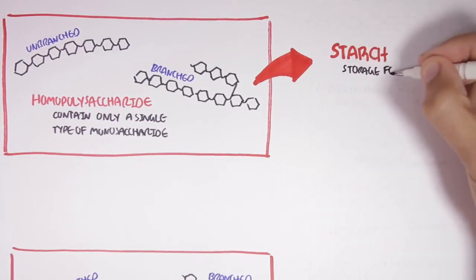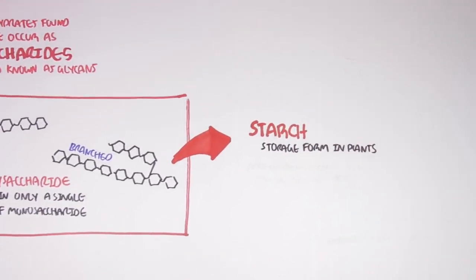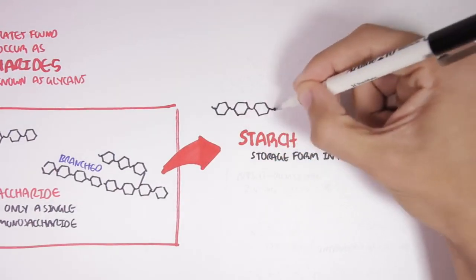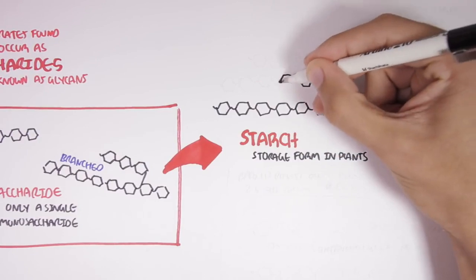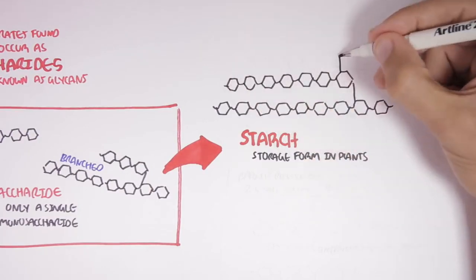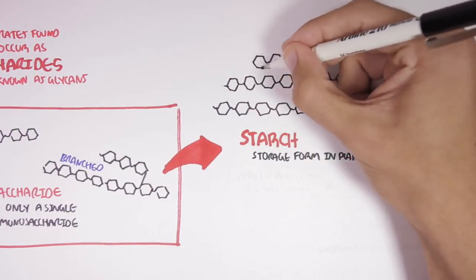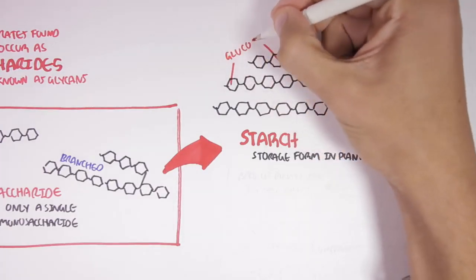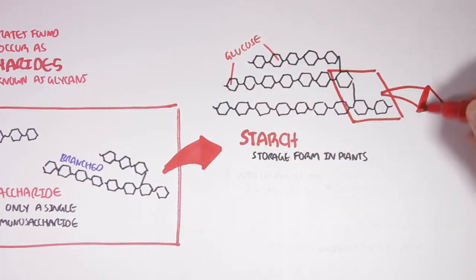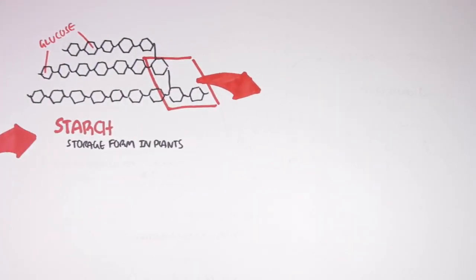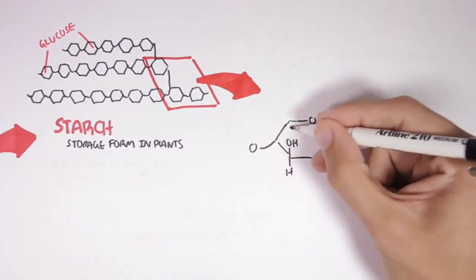Starch is a storage form of monosaccharides in plants. Starch is the main carbohydrate in the human diet and is found in our bread, cereal, and rice. Starch is only made up of glucose because it is a homopolysaccharide. Let us zoom into this area here and learn a bit about the bonds.